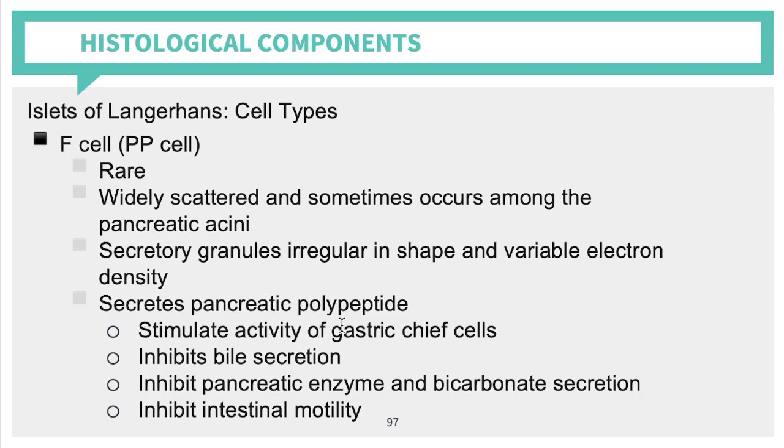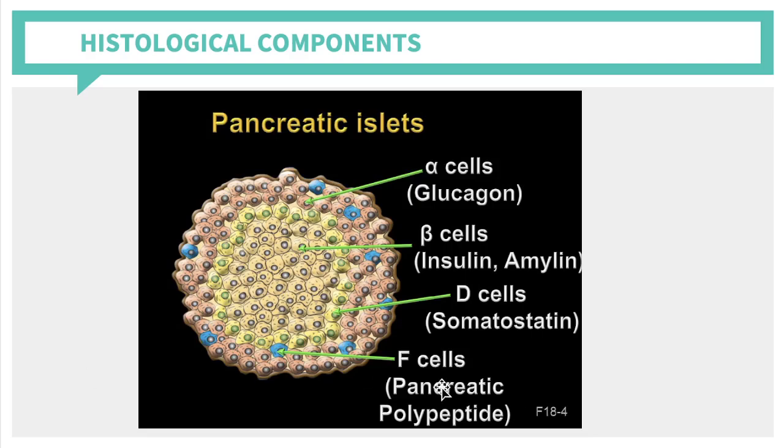They will stimulate the activity of your gastric chief cell and they will inhibit your bile secretion. So, it's not only inhibitory but can also stimulate gastric chief cell, inhibit bile secretion, inhibit pancreatic enzyme, and inhibit intestinal motility. So unlike your somatostatin, which is really all inhibitory, your F cell could be stimulatory or inhibitory in nature. Okay? So again, F cells are scattered all throughout. Your F cells are very rare. The rarest that we saw is the F cell. Okay?